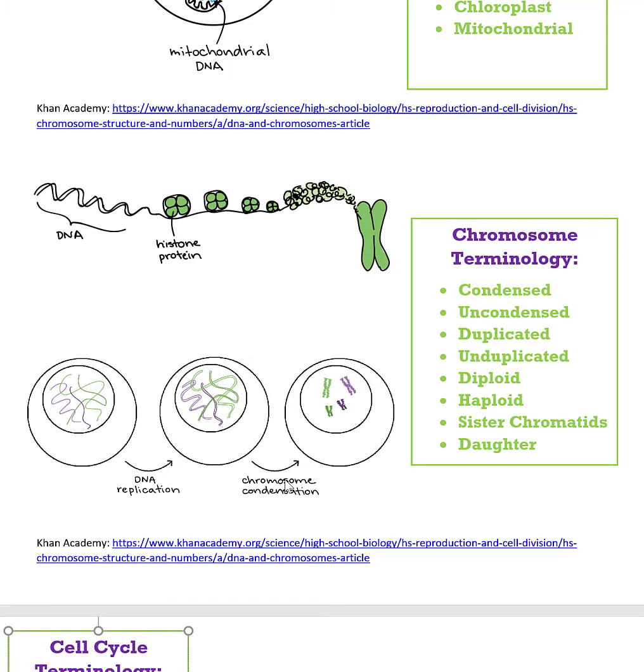And here are some more images from the Khan Academy website. They have a lot of really good images. And if you look at this top picture on the left, you see where it's labeled DNA. So here's that double-stranded, double helix structure that you're used to seeing. And then for the chromosomes, you notice there are these histone proteins. And the DNA wraps around the histone proteins.